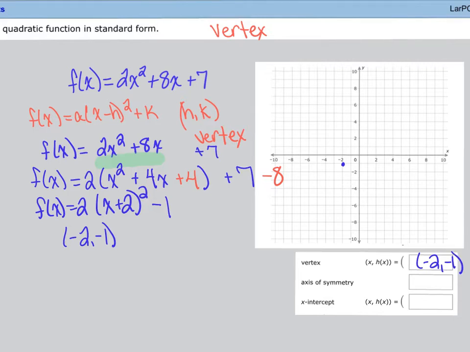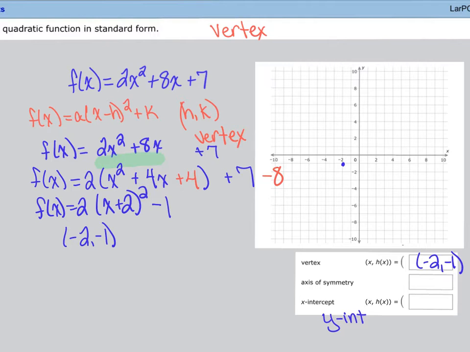Okay? Now, something I am going to consistently ask for is the y-intercept. How do I get the y-intercept? What do I do to get the y-intercept? Good. Plug 0 in for x.